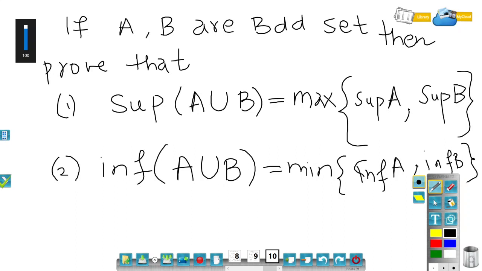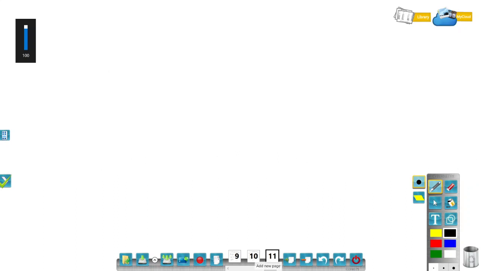Both proofs go along the same line. They don't need much knowledge; the properties which we have proved so far are enough to prove this. So we will prove this one by one. So let me prove the first one. Solution to the first.